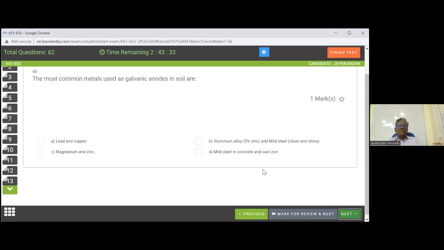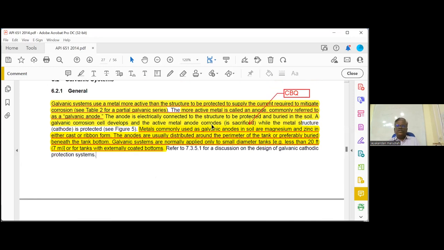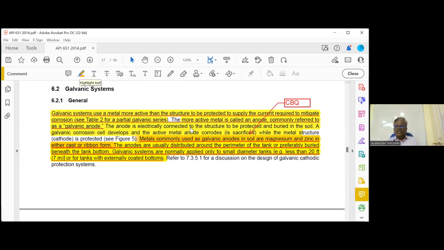The most common metals used for galvanic anodes: magnesium and zinc. That is a closed book question. So the common anode metals are magnesium and zinc in cast or ribbon form. This one, 6.2.1, fifth line. Then next one.